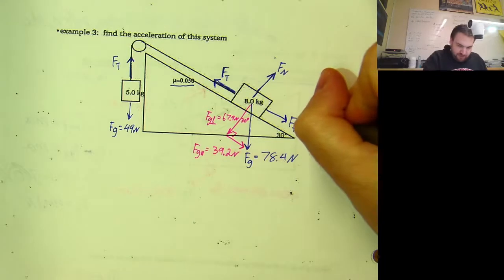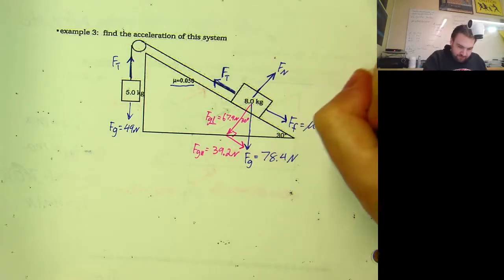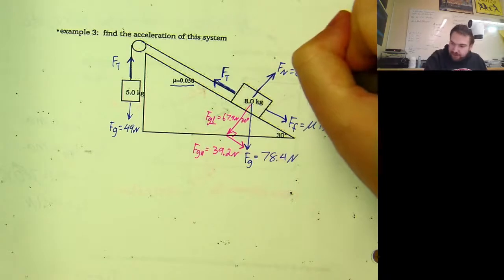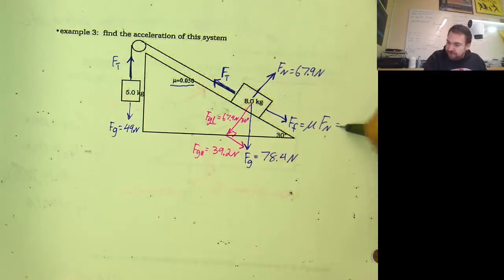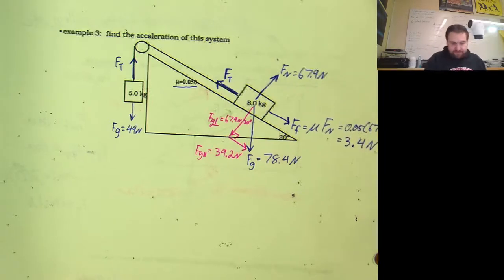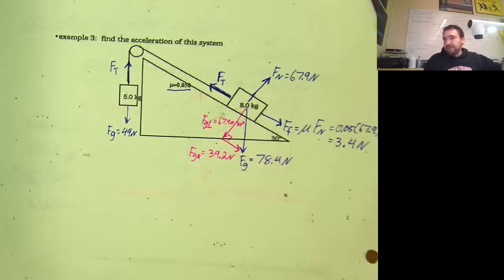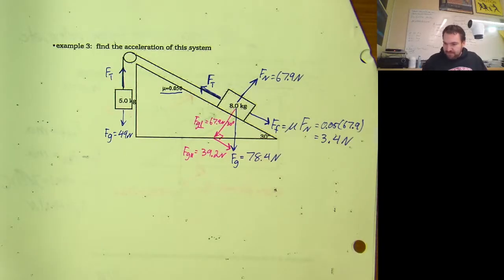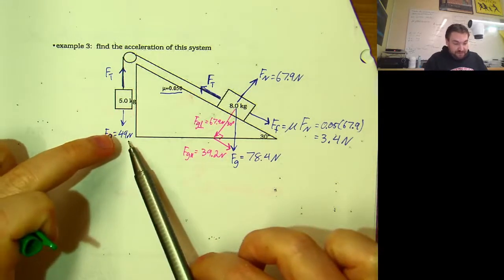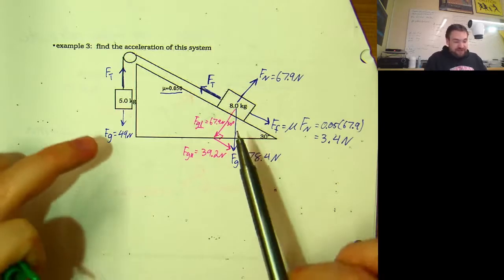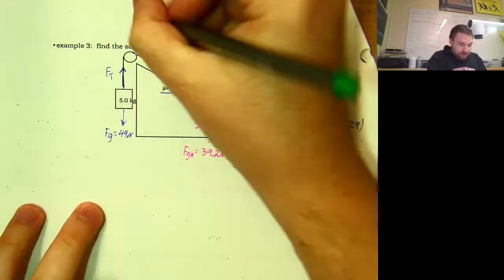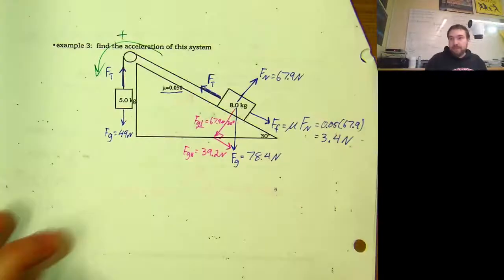Okay? So the force of friction is equal to mu Fn. Fn is equal to 67.9 newtons, which means mu Fn is going to be 0.05 times 67.9. So that's going to equal 3.4 newtons. And I'm going to call, because this is going to determine if this thing moves, if this is bigger, the only way this object, the system of objects, can move is up and over. So I'm going to call this direction, up and over the pulley, positive.